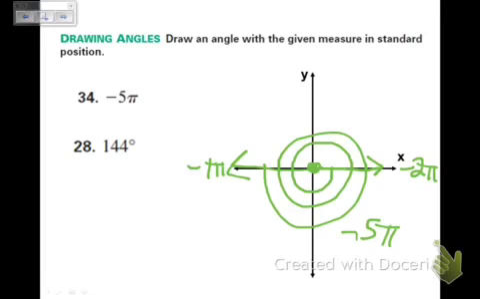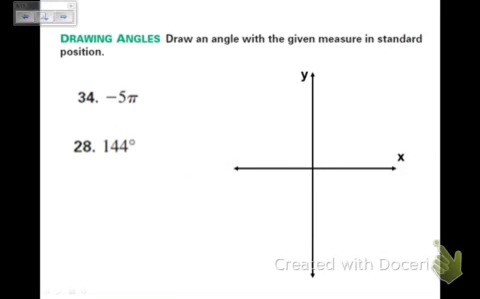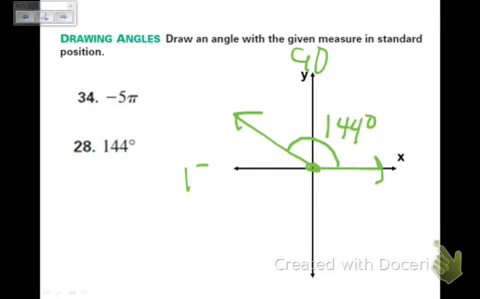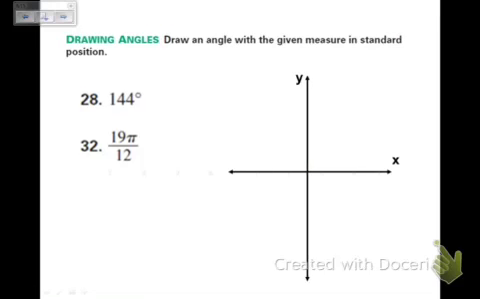Let's draw one more here, 144 degrees. Start on the initial side, 144. I'm going positive. Up means this is 90. Next one would be 180. Ooh, I got to stop before I get to 180. There's 144 degrees, between 90 and 180. Can't go that far, so I stop in between them. Perfect.